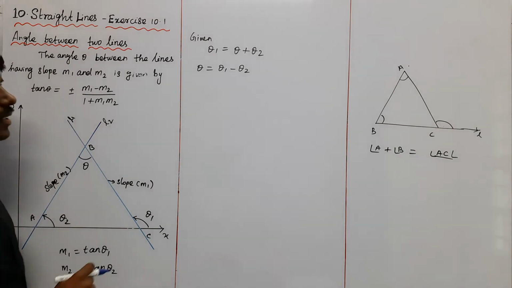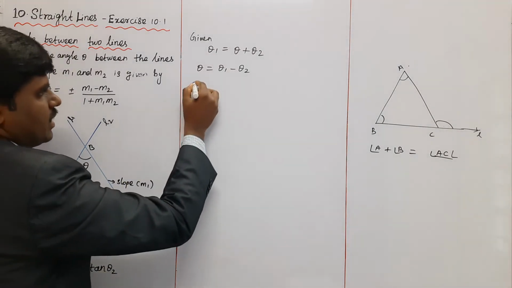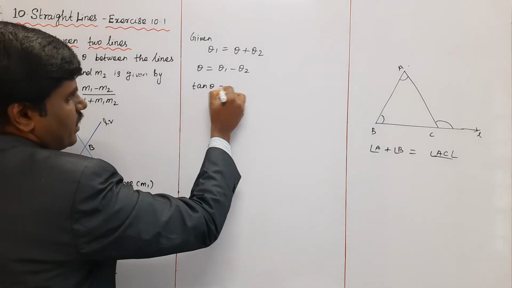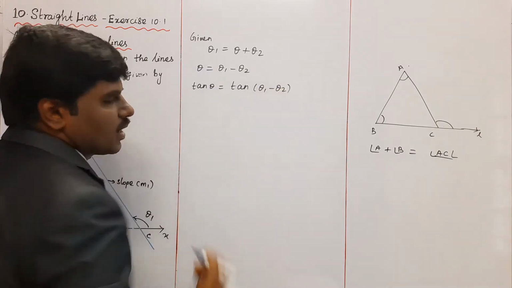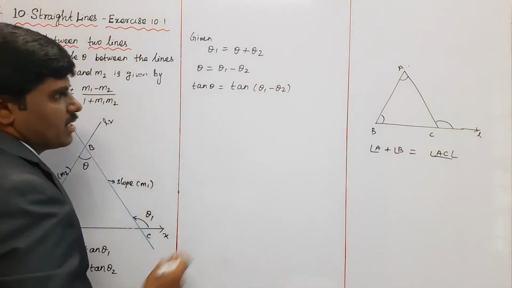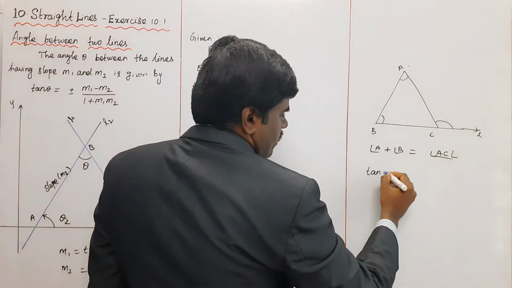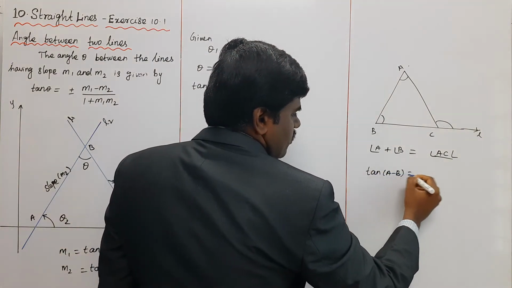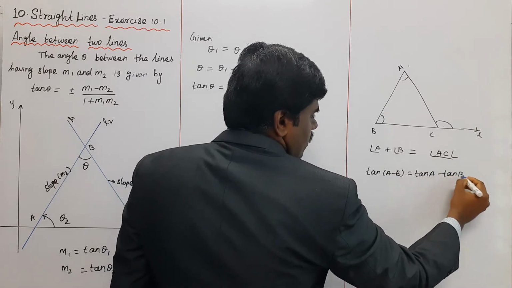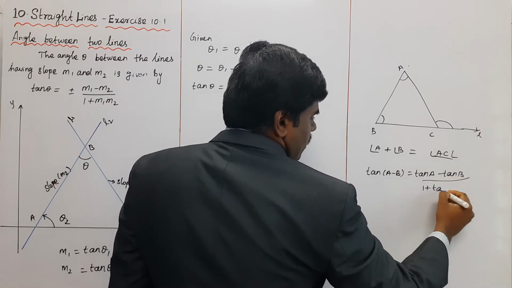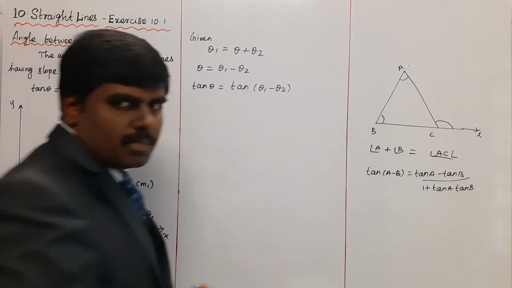Now you see that since slope means tan of the angle, I take tan theta, that is, tan of (theta 1 minus theta 2). So we find tan (A minus B). You know the formula: tan (A minus B) is equal to (tan A minus tan B) divided by (1 plus tan A tan B). That is the basic formula.